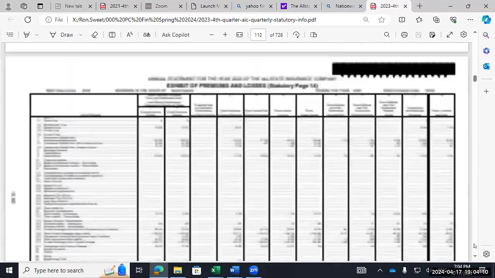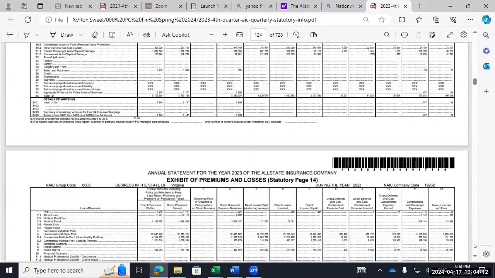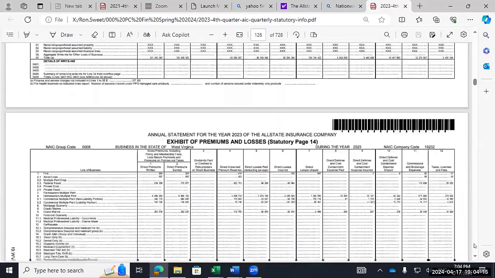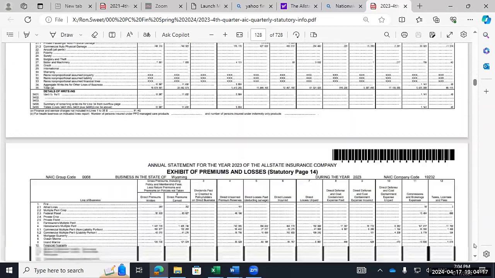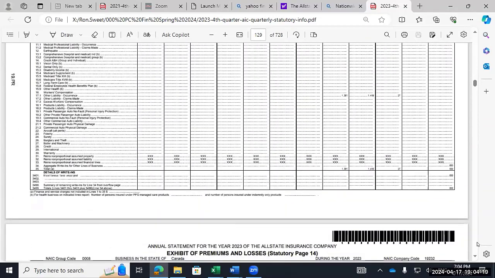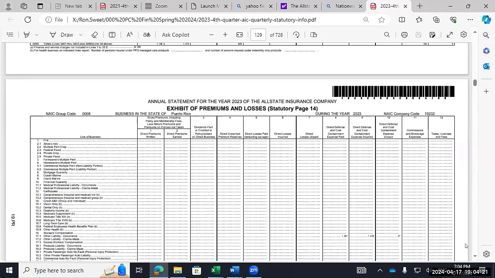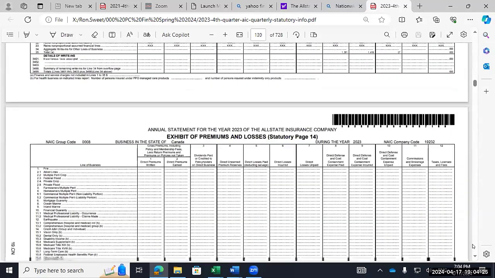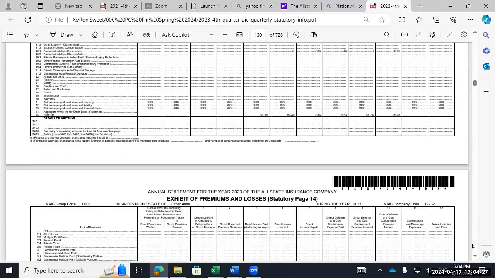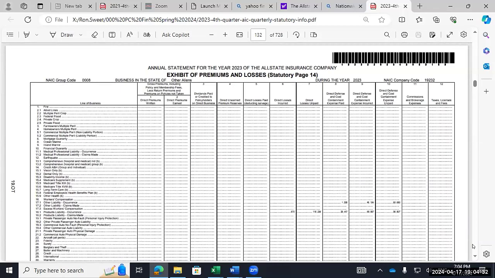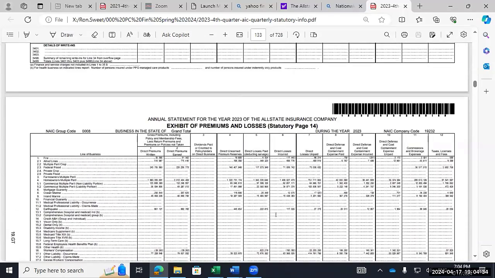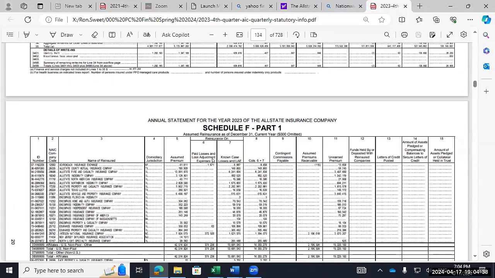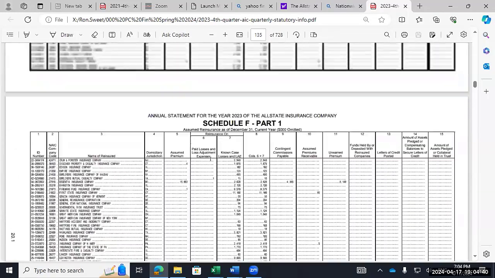All right, we're up to New Mexico, Utah, we're getting close, Virginia. It even includes Guam and let's see what that is. Puerto Rico. That's what they do in Puerto Rico. Canada, other alien, whatever that means. Other aliens. And then they get the grand total, so you can look at it again. So, amazing amount of information.